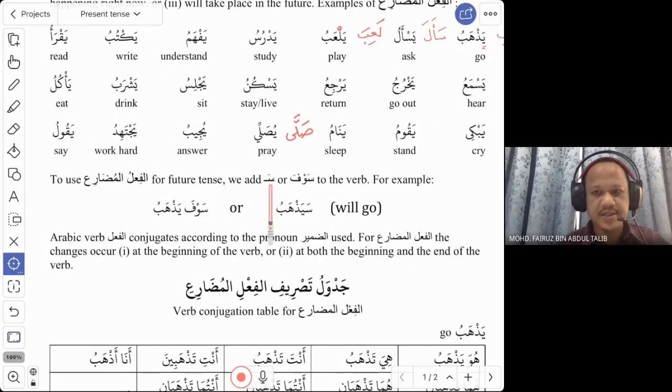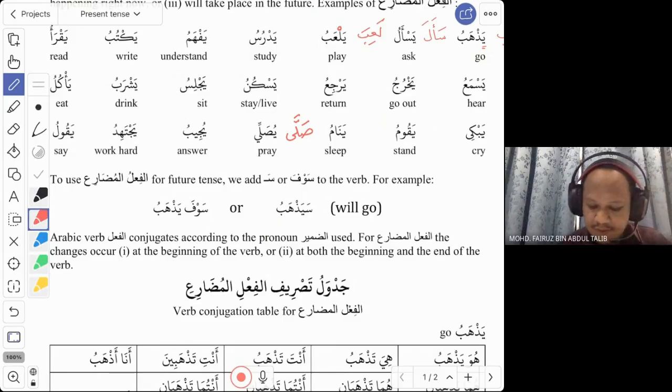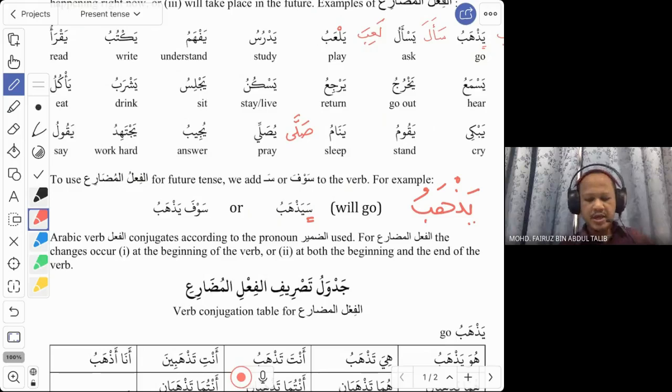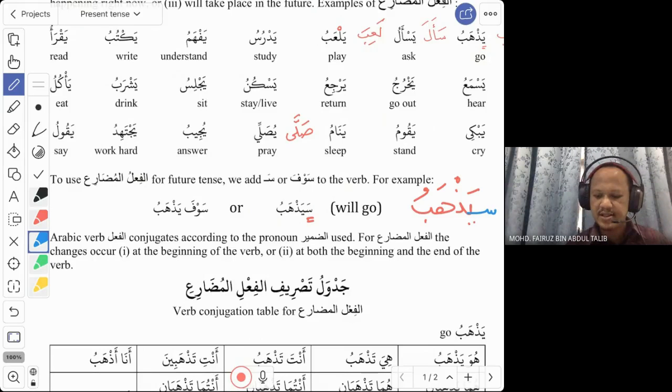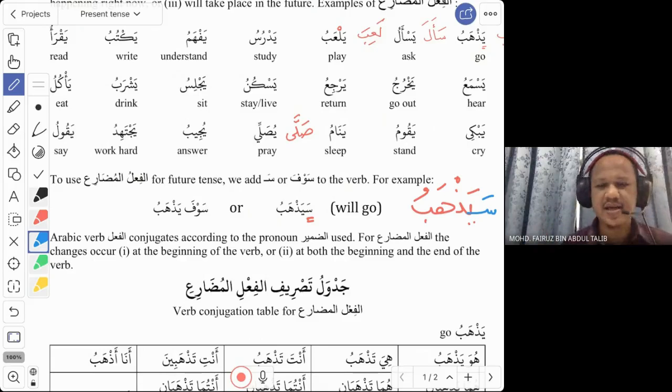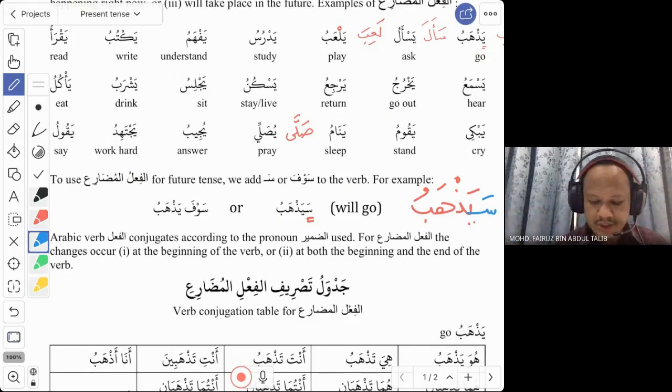So in order to use this mudhari' for future tense, you add either sa or saufa to the verb. For example, the verb yazhabu. At the present, he goes or he is going, you say yazhabu. But how do you say he will go? To say he will go, you add this sin. Just join the sin to the letter. That's all. So now it becomes sa yazhabu. By adding the sa, you add the meaning of will go. Sa yazhabu. That is number one.